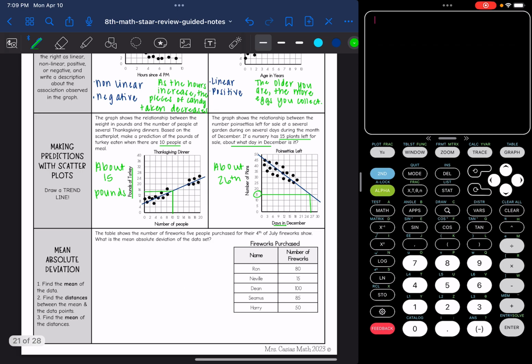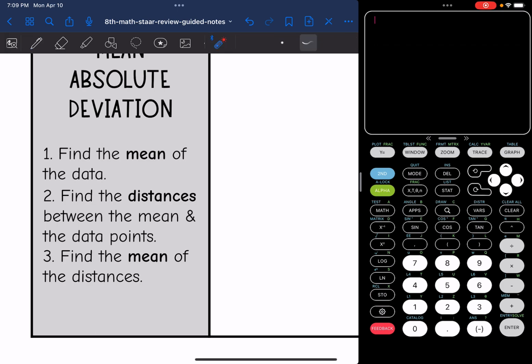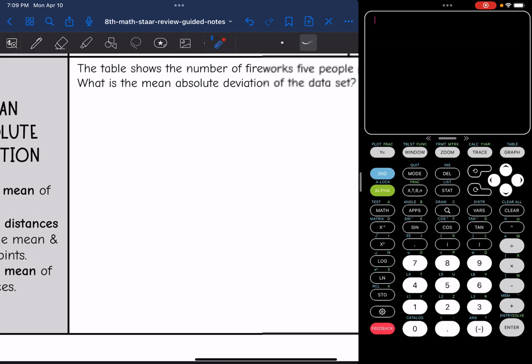Okay, the last thing we looked at with our data and statistics unit was mean absolute deviation. So remember, to find the mean absolute deviation, the first thing you do is find the mean of the data. Then you find the distances of the mean and the data points. It's best to make a table for that. And then you find the mean of those distances.